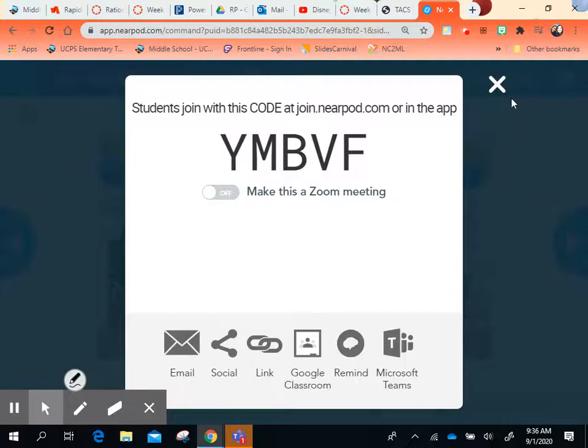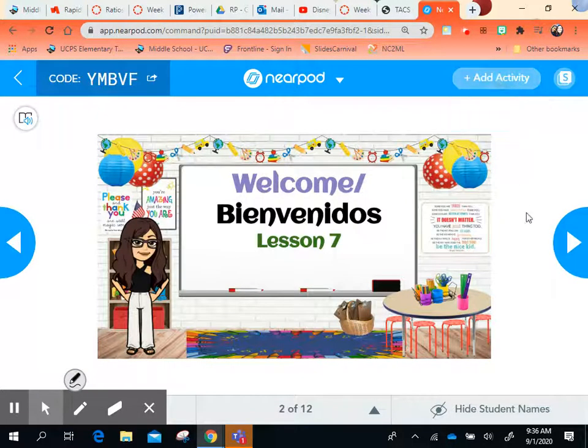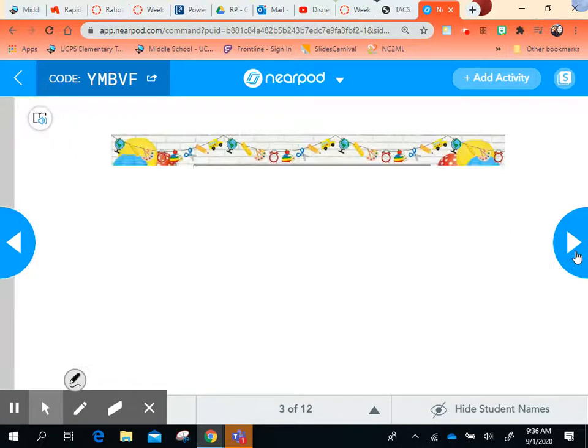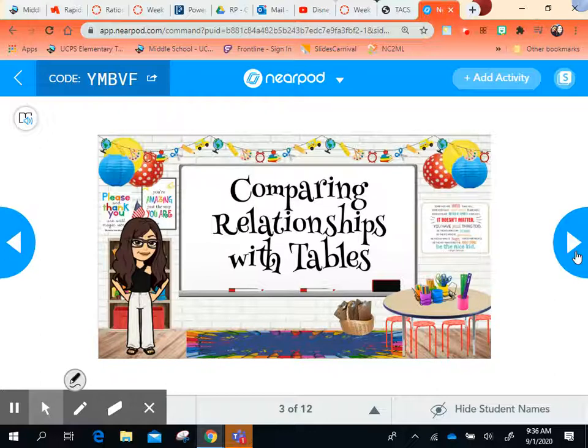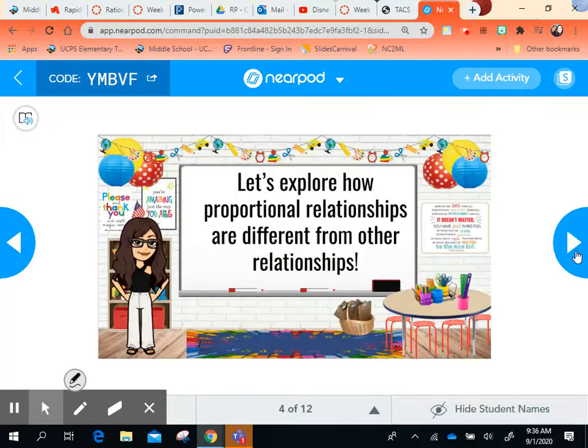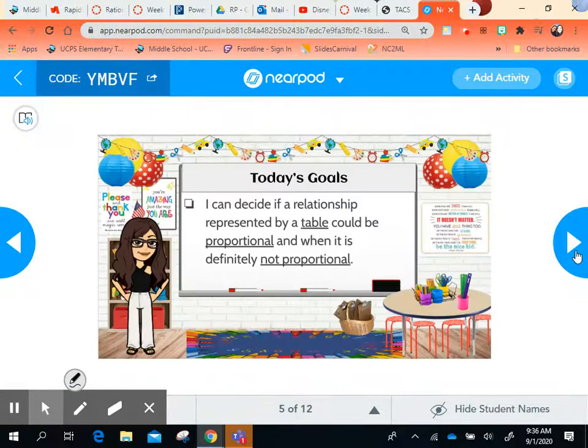We are still on unit rate. Okay, so today we are on lesson 7. Comparing relationships with tables. Let's explore how proportional relationships are different from other relationships. Today's goals. I can decide if a relationship represented by a table could be proportional and when it is definitely not proportional.